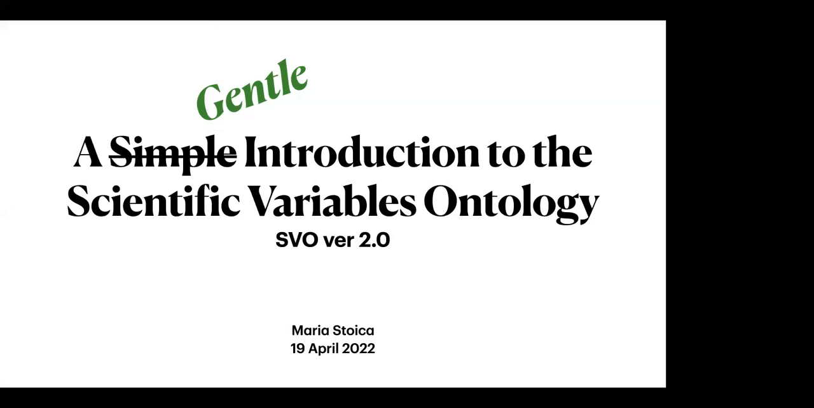All right, so you can see I did a very quick, simple edit to the title of the talk today. That was because the original title was supposed to be a simple introduction to the scientific variables ontology. But I decided the word gentle was a little bit more appropriate. And that's because, as you'll see, SVO is a solution to quite a complex problem in many ways. And so SVO is not really simple because it can't really be. It's a very complex problem. However, I'm going to make this a very gentle introduction.